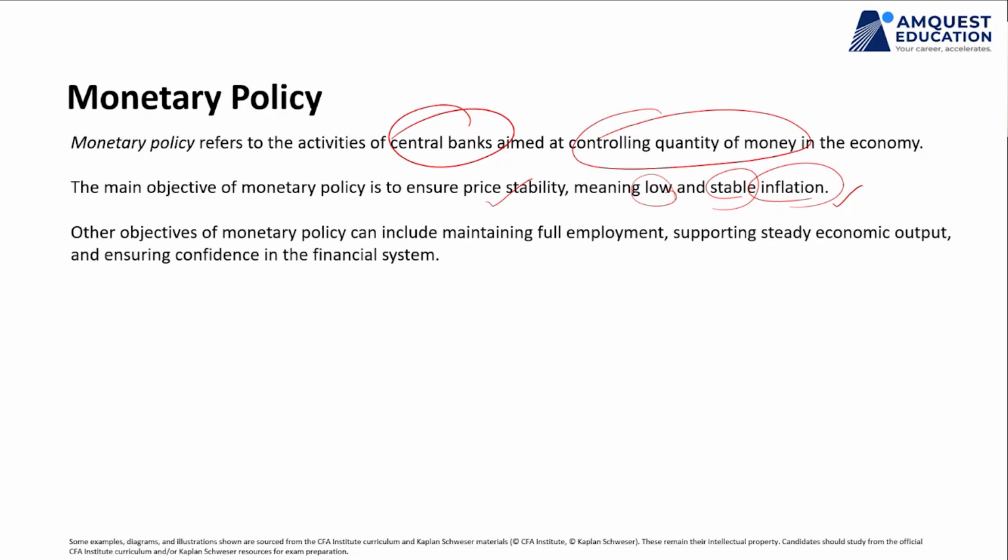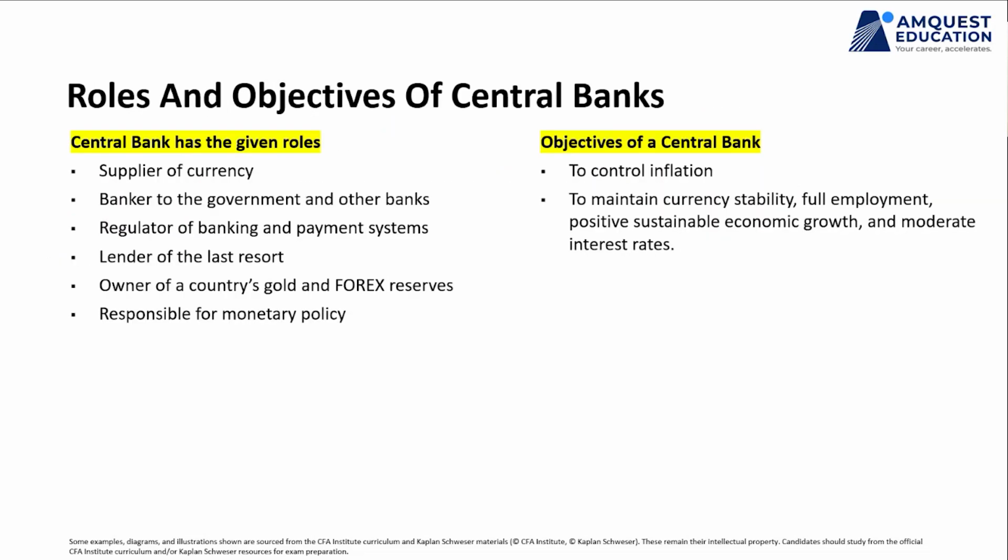Apart from that, other objectives could be maintaining employment, supporting the growth, output, confidence system. All these are the other objectives which also have to be met. Clear? So we have a main objective and we have other objectives. Clear? Now, what is the role of the central bank?